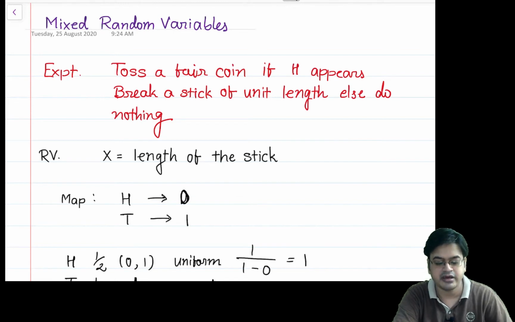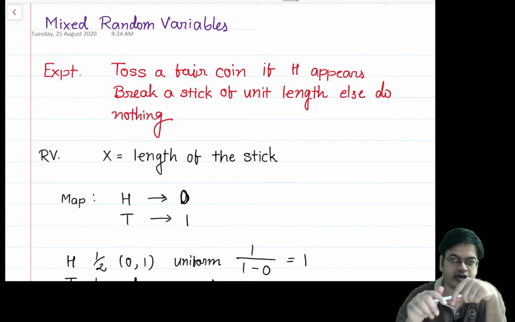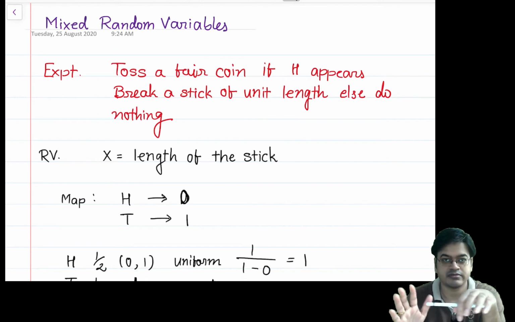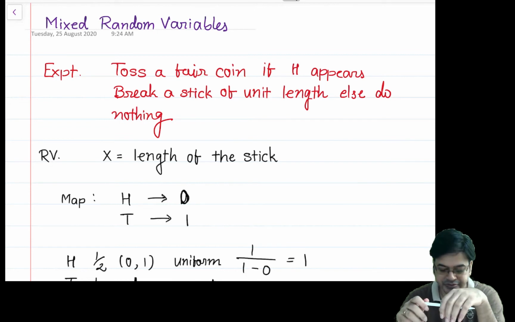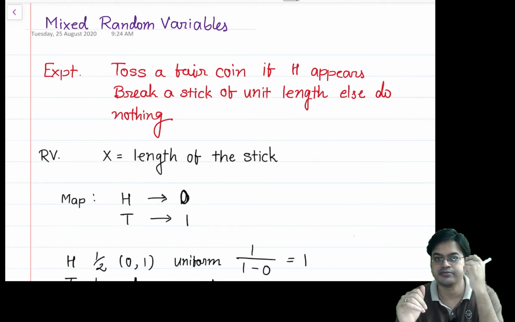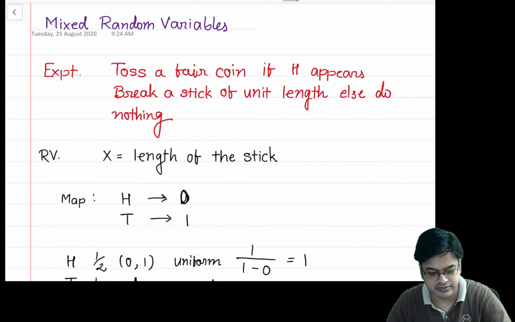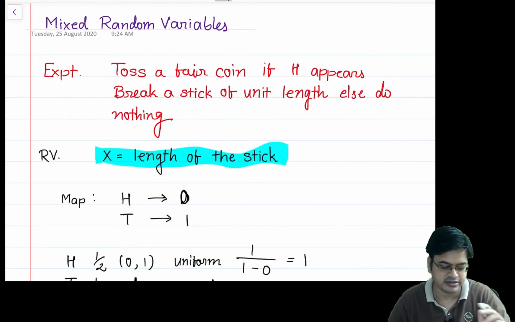To begin with, let us say we are experimenting and the experiment is designed in such a way that I will toss a fair coin. If head appears, I will take a stick of unit length and I will break the stick. If tail appears, I will do nothing. So I need to define a random variable for this particular experiment. A random variable that I am interested in is X, which is the length of the stick. I am interested in the length of the stick after the experiment is conducted.